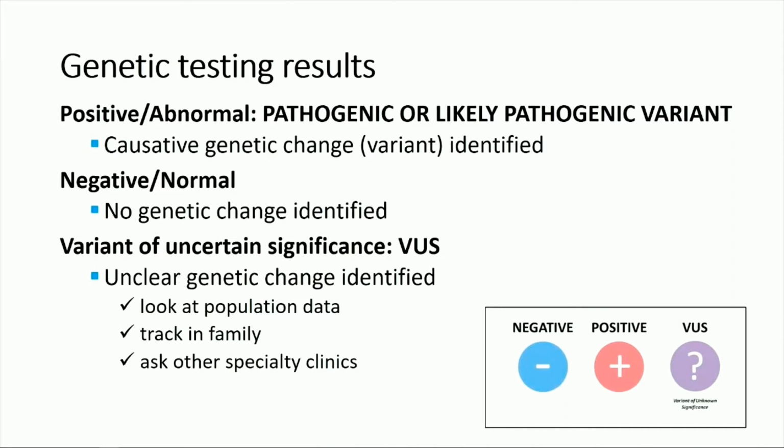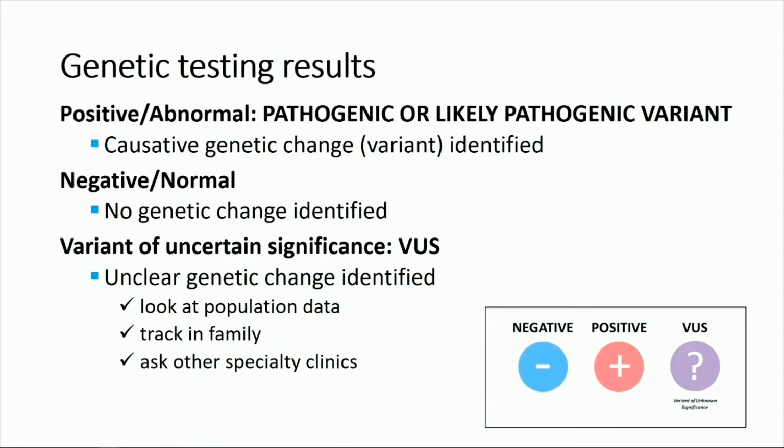It could be negative, which means no genetic change is identified. It doesn't mean that what you have is not genetic. It just means that as of 2021, we're not smart enough to find it. And then we can get something called a variant of uncertain significance. So this is a gene change where we're not 100% sure. We can't just blow it off as a rare variant, but we're not 100% sure this is the answer for the family.